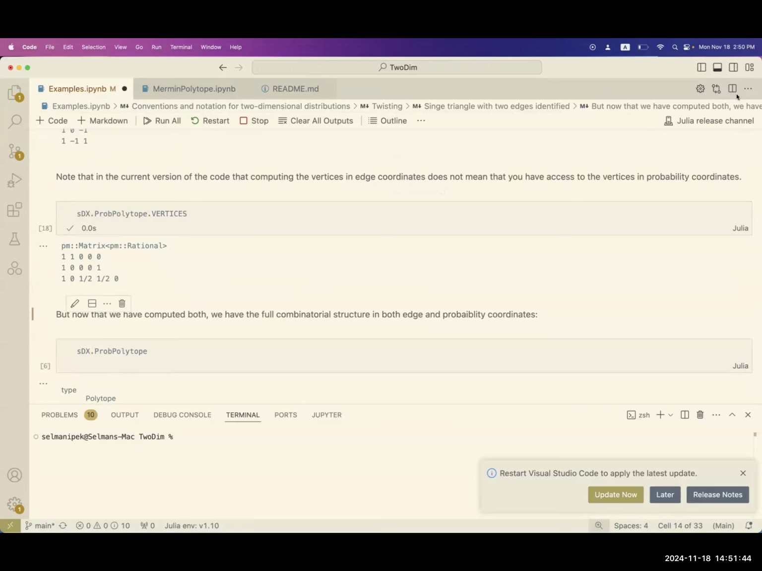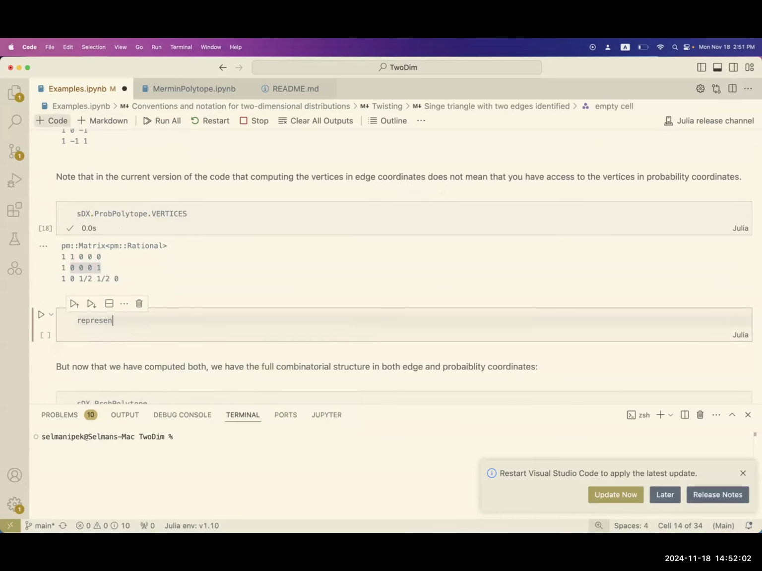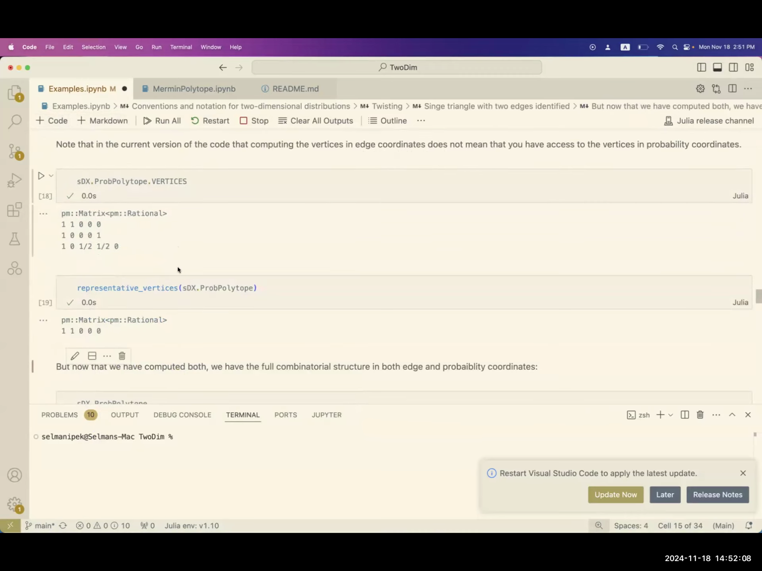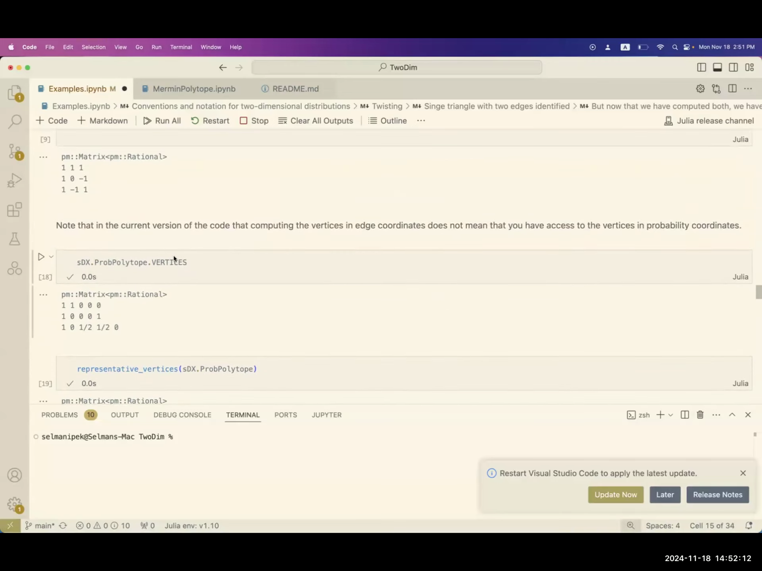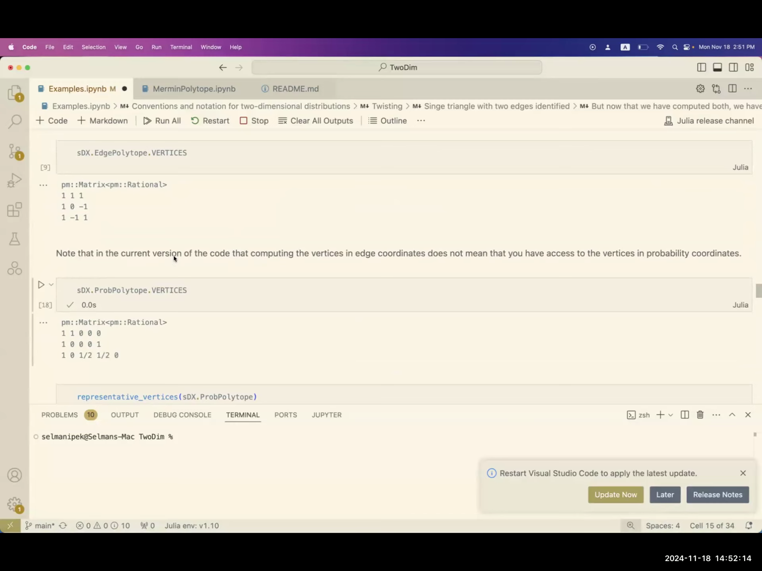Oh, okay. You can see that not all the vertices are non-contextual. If that was the case, it would just be ones that were like this. So if I was to run this representative vertices command, I think I can do this. Okay, it gives the wrong answer. That's not good. Okay, but that's not really something that I can help.